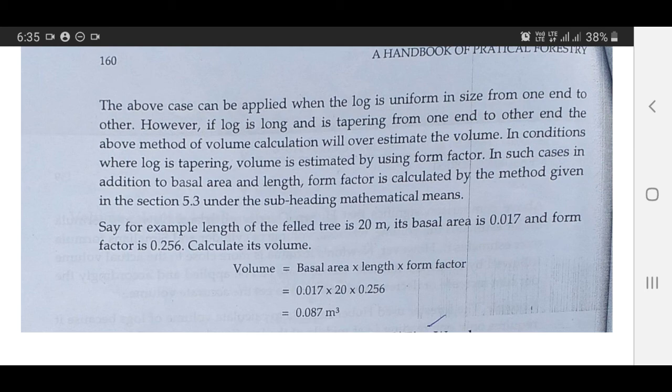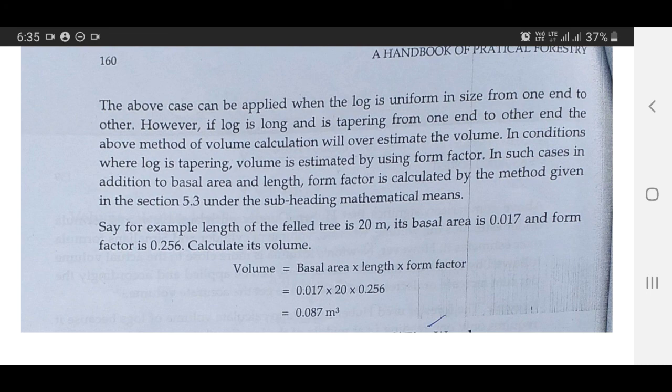However, if log is long and is tapering from one end to other end, the above method of volume calculation will overestimate the volume. In conditions where log is tapering, volume is estimated by using form factor. In such cases, in addition to basal area and length, form factor is calculated by the method given in the section 5.3 under the subheading mathematical means.